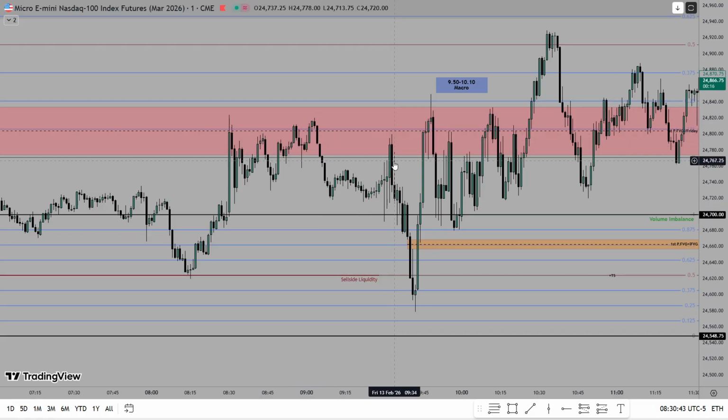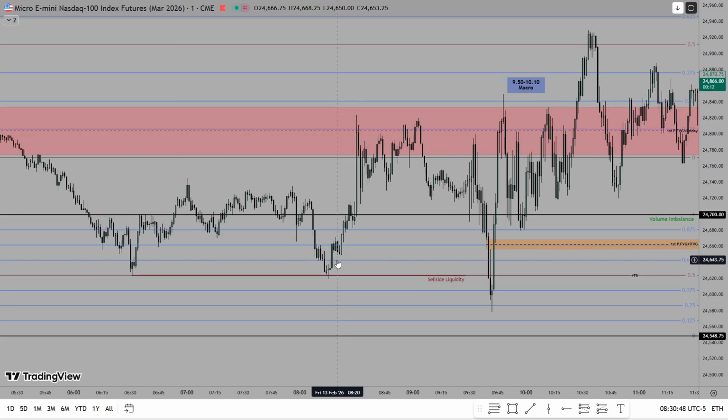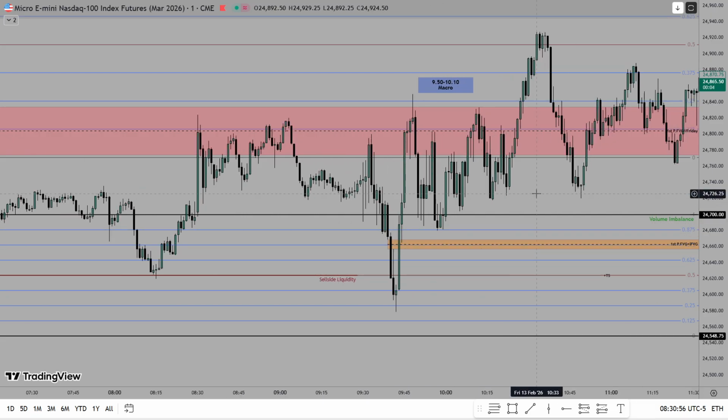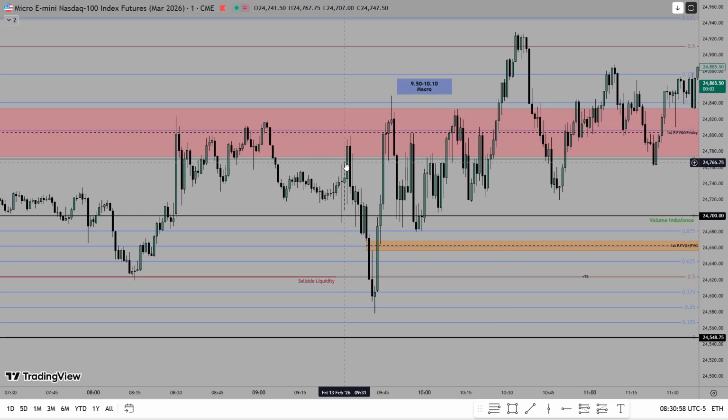I was looking for price to take out this buy side or this sell side. If price took out this one, I would look for sell, and if price took out this sell side, I would look for long. But what happened? Price opened at 9:30, this is the 9:30, and traded to this area, the old first printed fair value. Then it traded lower.